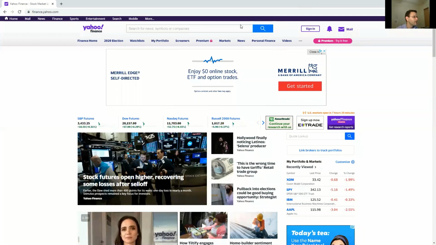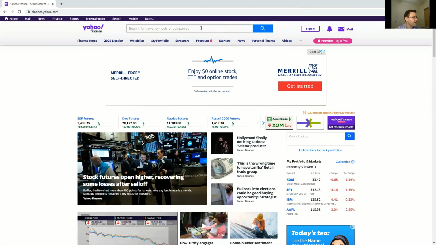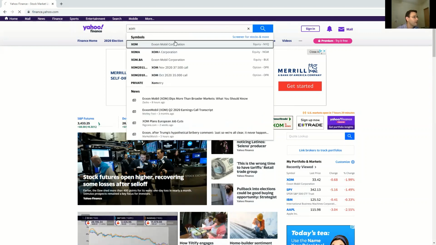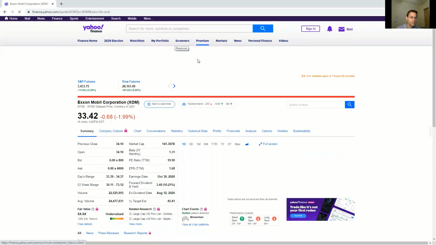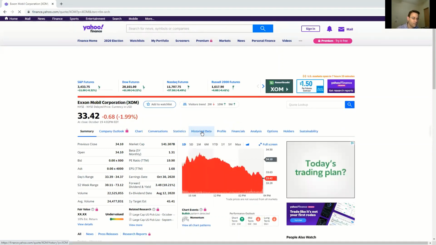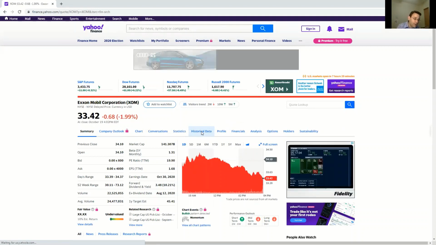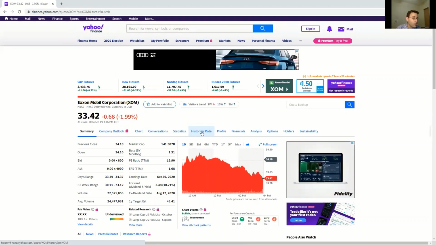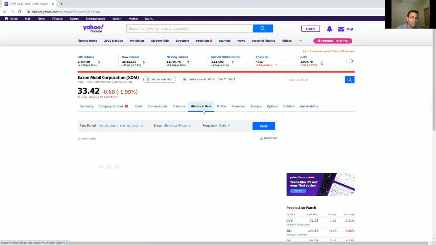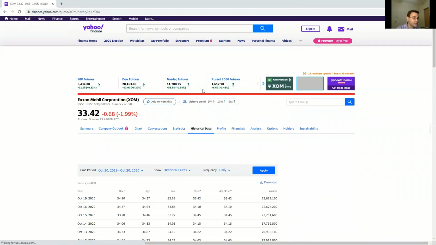To get data, you can go to a variety of sites. I like Yahoo Finance. You go to Yahoo Finance, just finance.yahoo.com. You can search for any stock that you want. So I'm going to search for ExxonMobil, XOM. Here's a bunch of information on Exxon. I want to get the stock price data. What I'm after is how the stock price for Exxon moves with the overall market. So I click on this historical data tab here. That's going to show me what the stock price has been in the past.